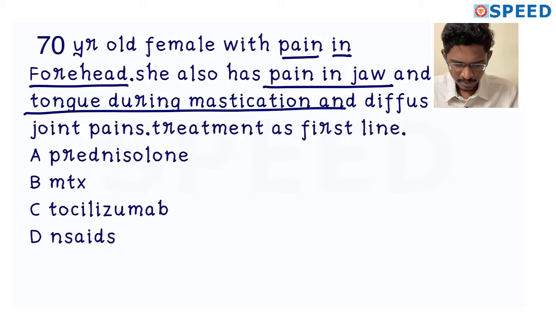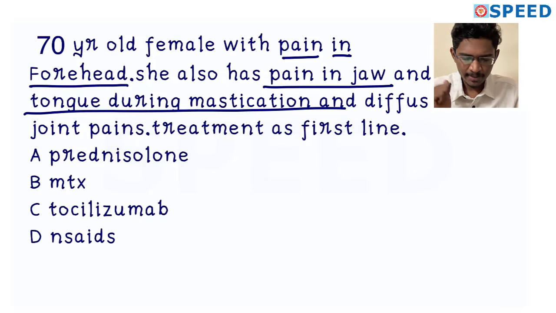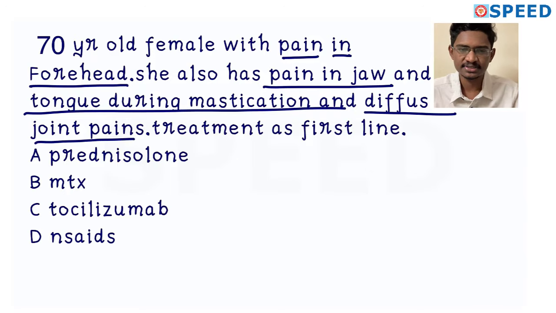Next, a 70-year-old female presented with pain in the forehead and pain in the jaw and tongue during mastication and diffuse joint pains. Treatment as first-line therapy: prednisolone, methotrexate, tocilizumab, NSAIDs. See, this 70-year-old female has pain in the forehead, and jaw claudication pain is happening here. Most specific sign for giant cell arteritis.